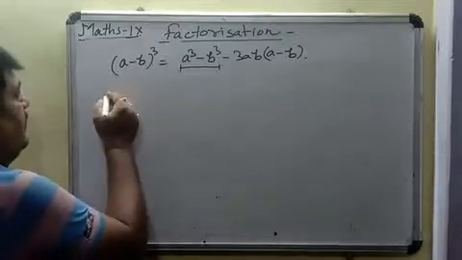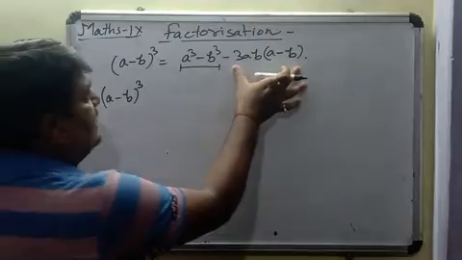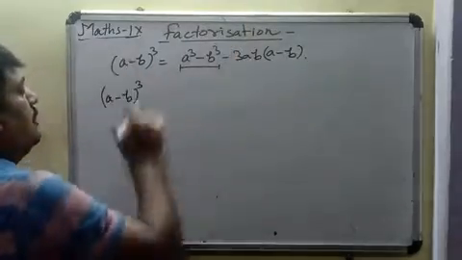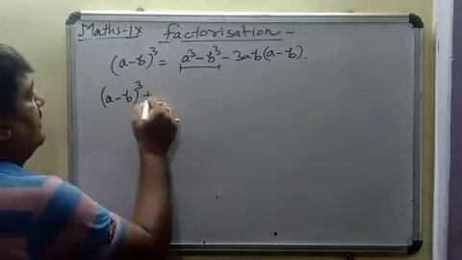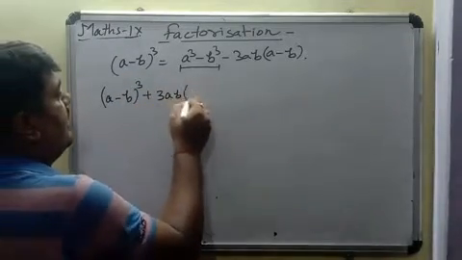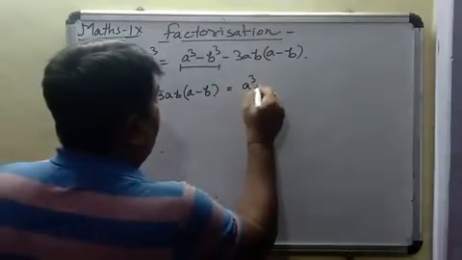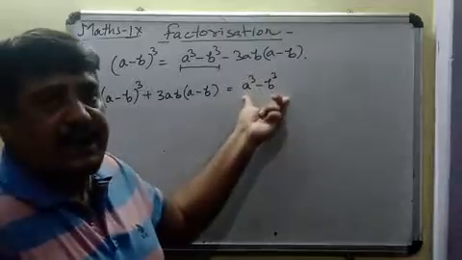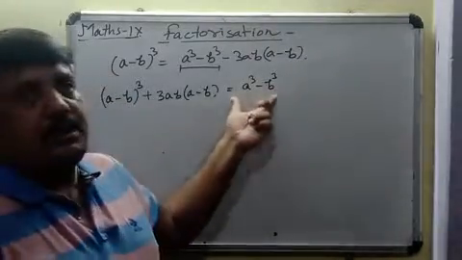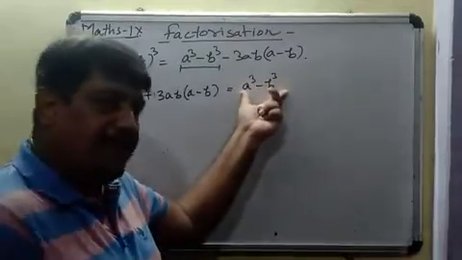Here we already have (a - b) whole cube, and when this step comes down to the LHS, it was negative. Here it will come with a positive sign, plus 3ab in the bracket (a - b), and we are left with a cube minus b cube on the RHS. We need to find out the value of this particular one. The formula we are framing is for a cube minus b cube.